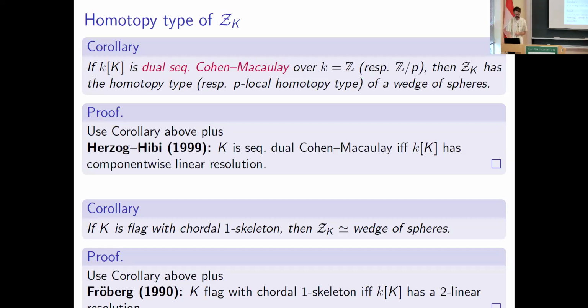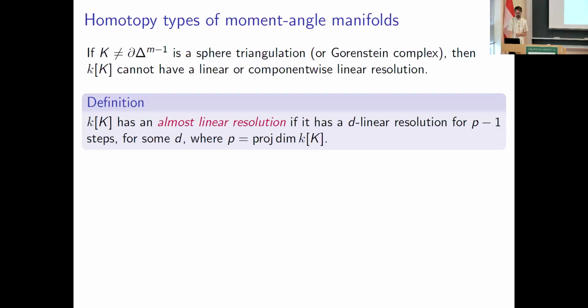Okay, I don't want to run out of time. So like I said, all of these results were already known. We're just sort of getting at them in a different way that doesn't involve having to dualize, thinking of the Alexander duals of simplicial complexes. And the initial motivation for all of this was to understand the homotopy types of moment-angle manifolds.